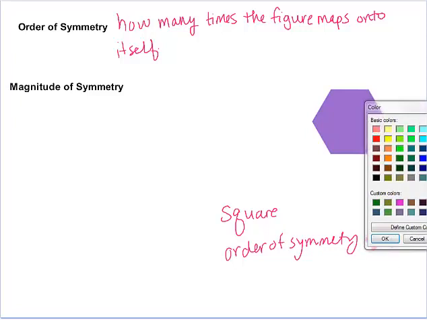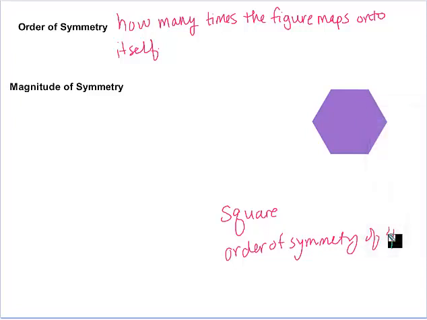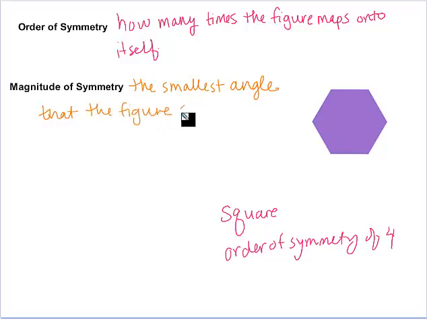Okay. Then we can also discuss what the magnitude of symmetry is, and the magnitude of symmetry is going to be the smallest angle that the figure can be rotated so it maps onto itself.